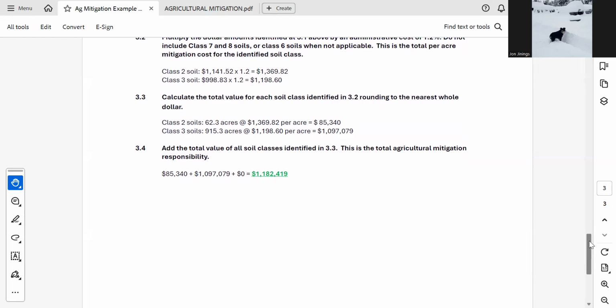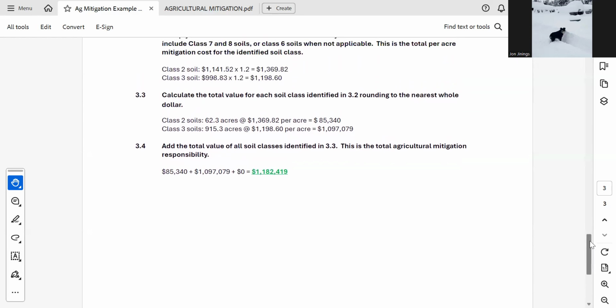So in the not quite 1,000 acres that we're mitigating for, because some of it's class 7 that doesn't require mitigation, the overall amount is $1,182,419. And that is the amount that would be the payment that would go to the county or a stormwater conservation service or another entity that can receive and handle and reinvest those funds to provide uplift for the local agricultural economy. And I hope that makes sense.